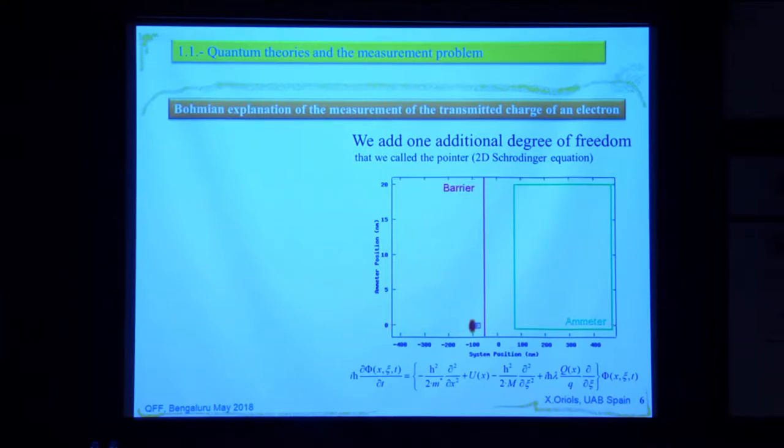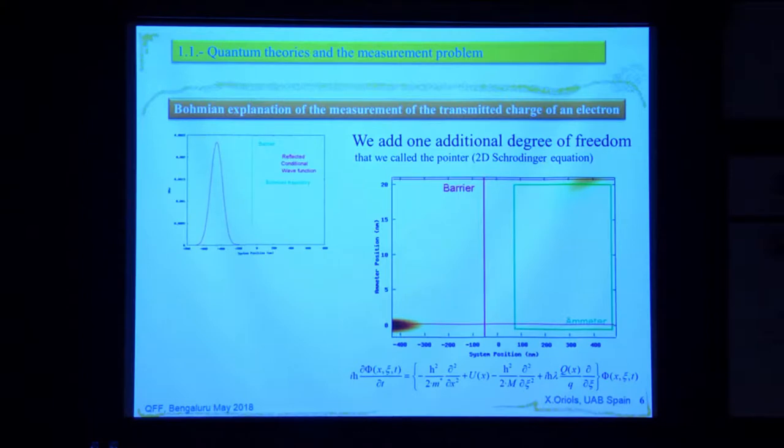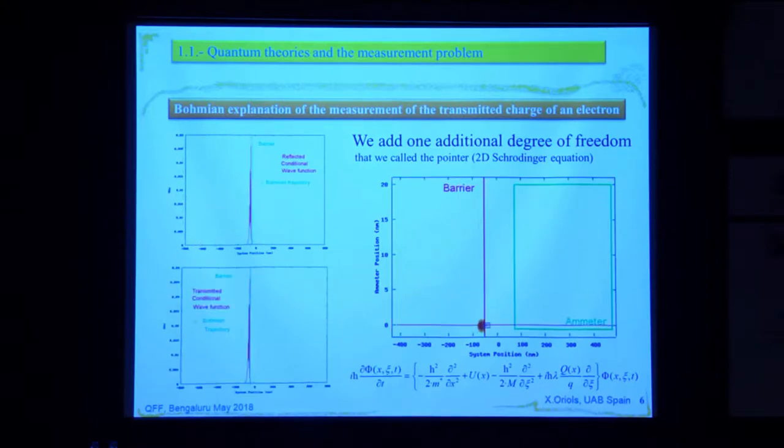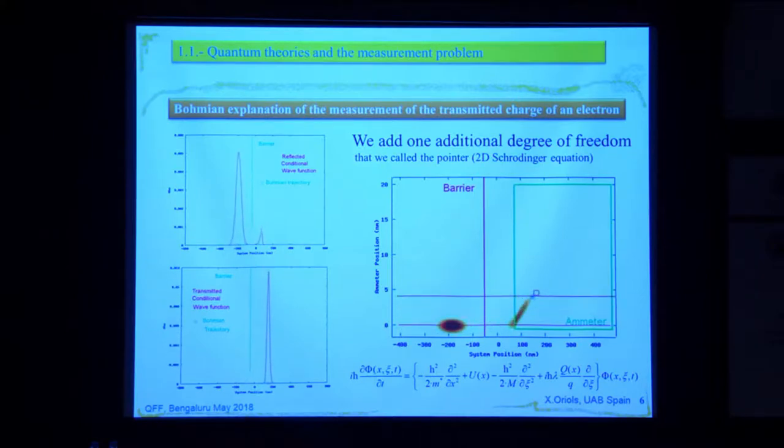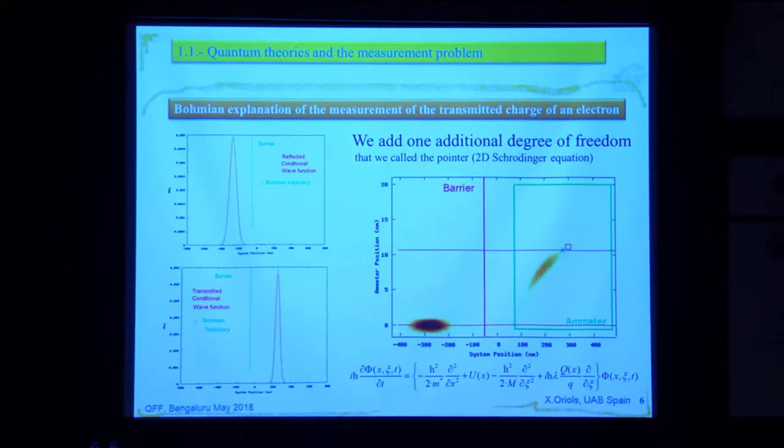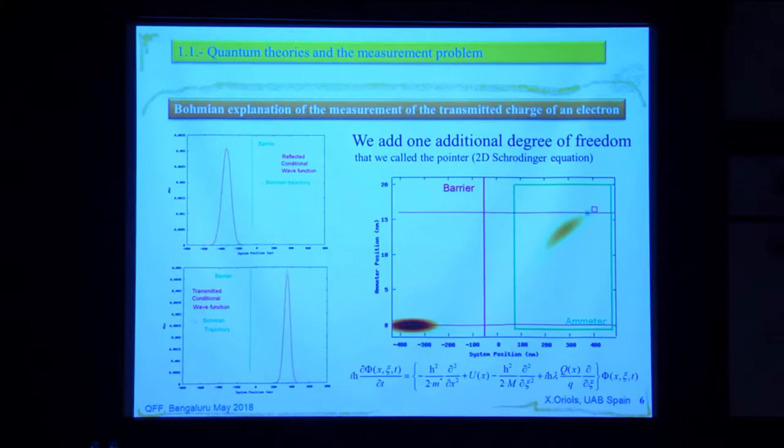So this is the same problem. This is a wave packet impinging on a barrier. But now you see this is the system degree of freedom, and this is the pointer degree of freedom. And then if you select one of these trajectories, for example, you select this trajectory here, you see that basically this is the relevant wave packet that you get. And this wave function, according to fixing this position, is this wave function that you see here.